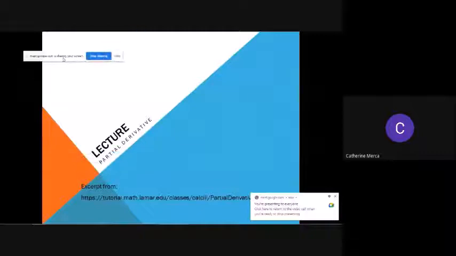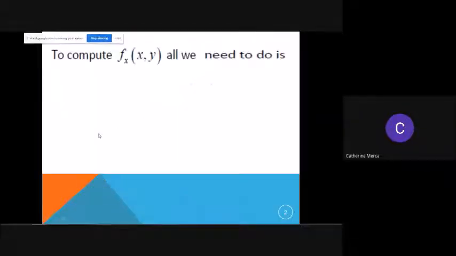So let's take a look at partial derivative. This time, two variables. We're going to compute for the partial derivative of the function f of x, y with respect to x. That's what it means: partial derivative of the function f of x, y with respect to x.